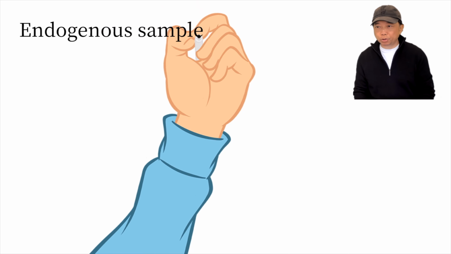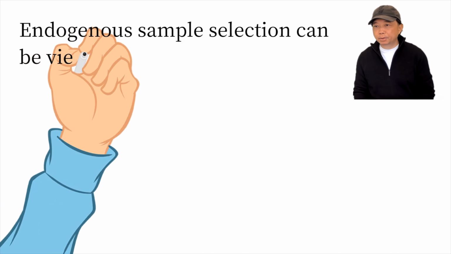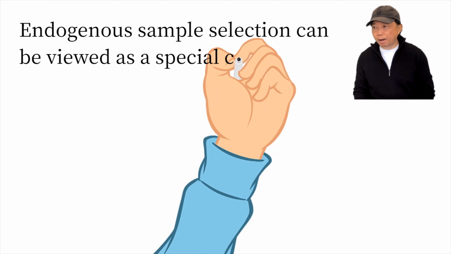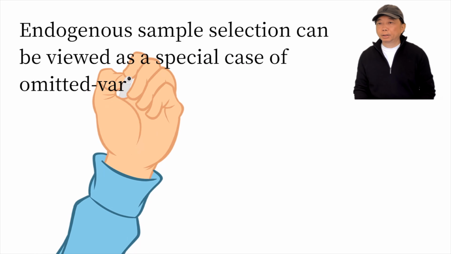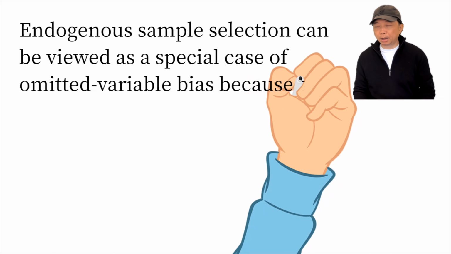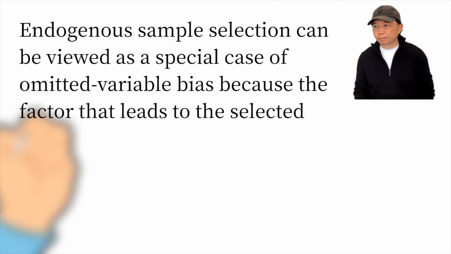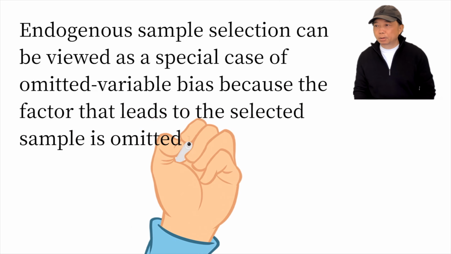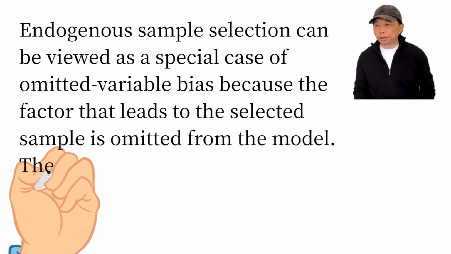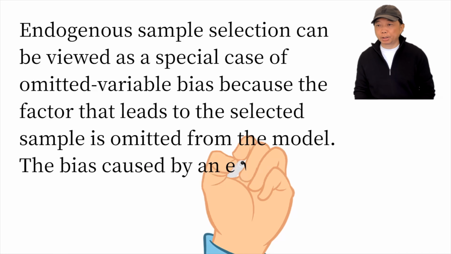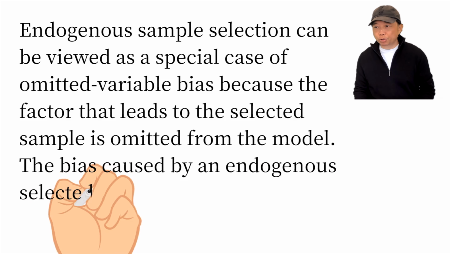Endogenous sample selection can be viewed as a special case of omitted variable bias because the factor that leads to the selected sample is omitted from the model. The bias caused by an endogenous selected sample is usually called the sample selection bias.